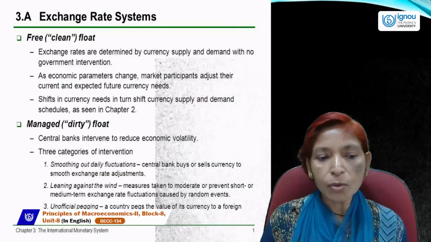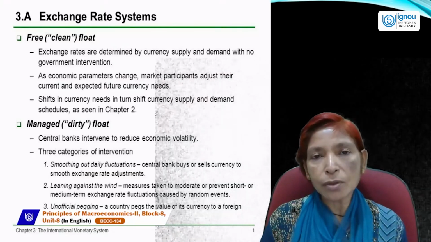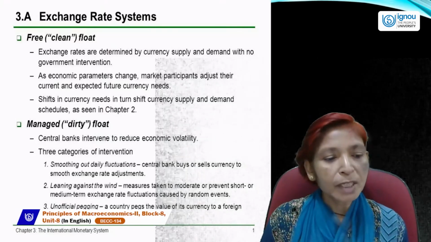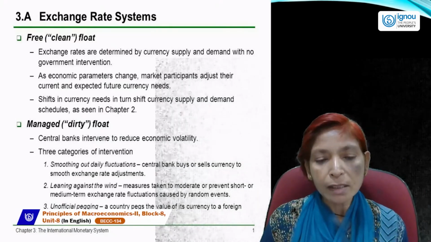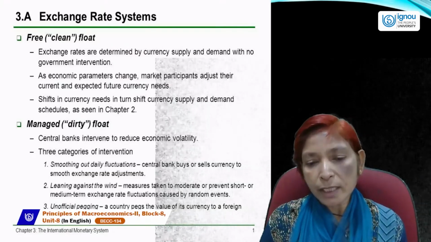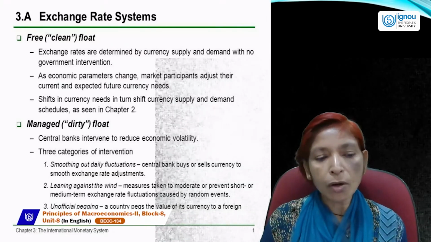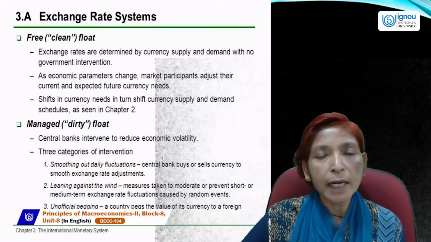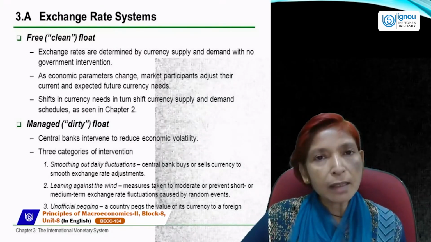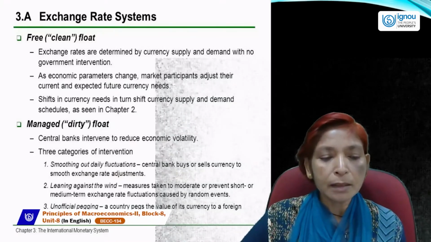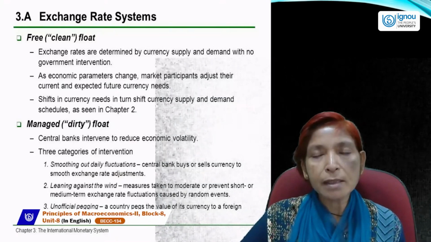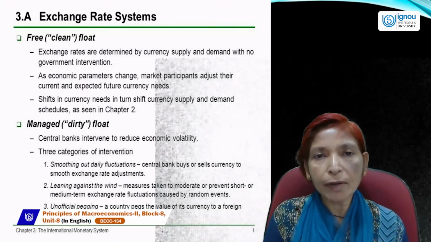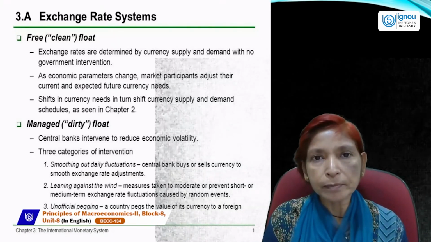First is smoothing out daily fluctuations. The central bank buys or sells currency to smooth exchange rate adjustment. Second is leaning against the wind. It means measures taken to moderate or prevent short or medium term exchange rate fluctuations caused by random events. And third is unofficial pegging. A country peg is a system that limits the quantity. If you fix a particular quantity of anything, that is called a peg.